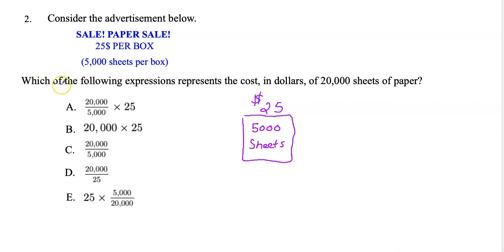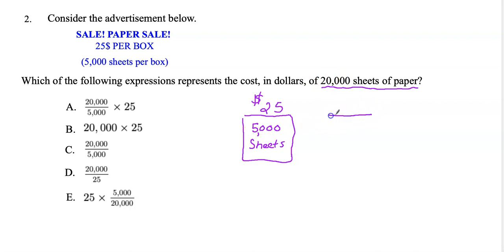Now, I want to know which of these expressions represents the cost in dollars of 20,000 sheets of paper. So let's draw out the rest of this model. Hopefully you can see that if we have 5,000 sheets in one box, the cost is $25, but the count we need is 20,000 sheets, not 5,000. So hopefully you can see that we're going to need 3 more boxes.